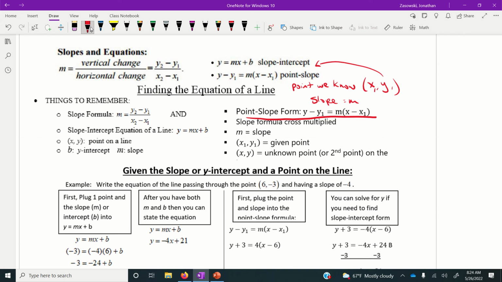Okay, slope intercept form of a line is y equals mx plus b. So x, y is just some generic point. We're never going to change that in the equation. We just have to plug in m and b.